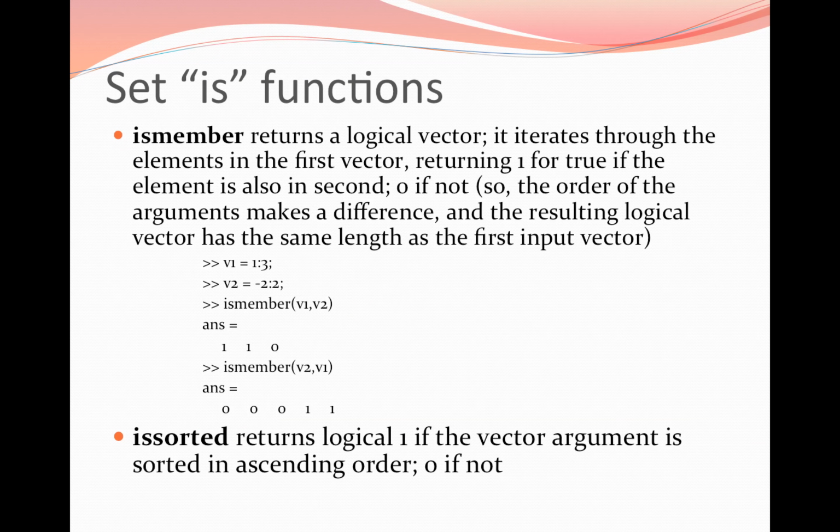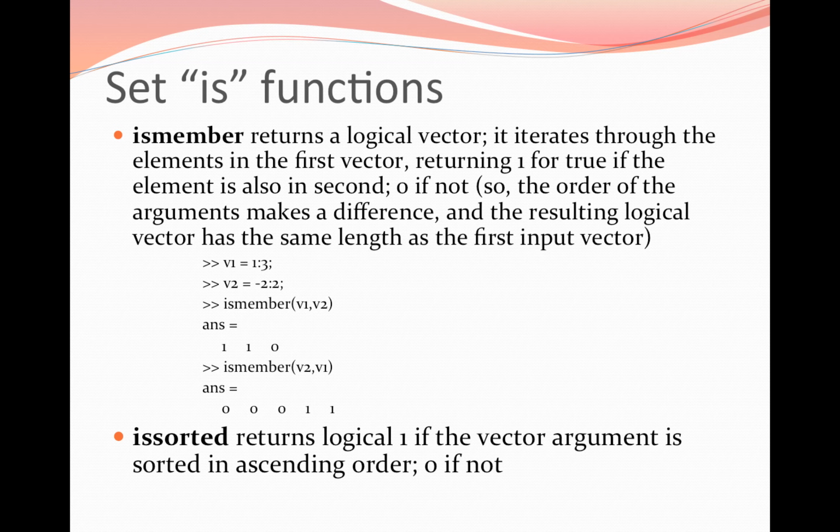There are a couple of 'is' functions also. ismember returns a logical vector. It iterates through the elements in the first vector, returning 1 for true if the element is also in the second vector, or 0 for false if not. So again, the order of the arguments makes a difference for this particular function, and the resulting logical vector is going to have the same length as the first input vector.